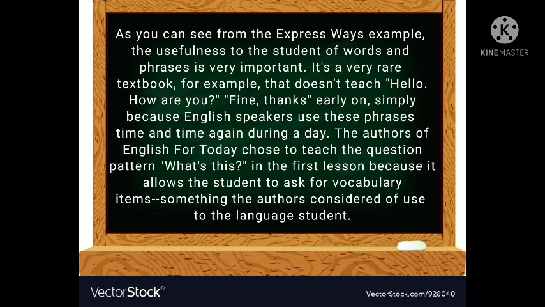As you can see from the example, the usefulness to the student of words and phrases is very important. It's a very rare textbook, for example, that doesn't teach hello, how are you, fine, thanks, early on, simply because English speakers use these phrases time and time again during a day. The authors of English for Today chose to teach the question pattern What's this? in the first lesson, because it allows the student to ask for vocabulary items, something the authors consider of use to the language student.